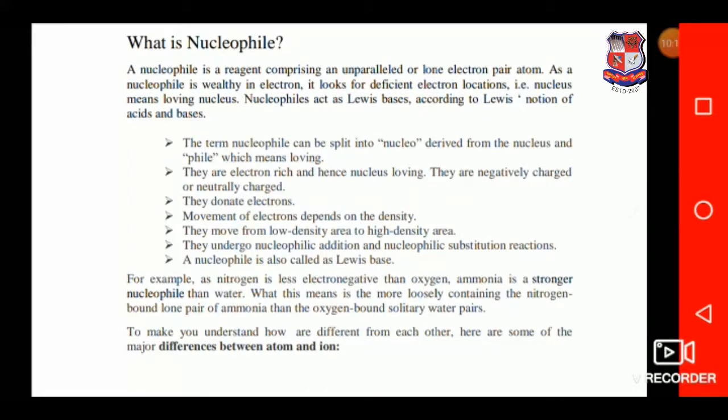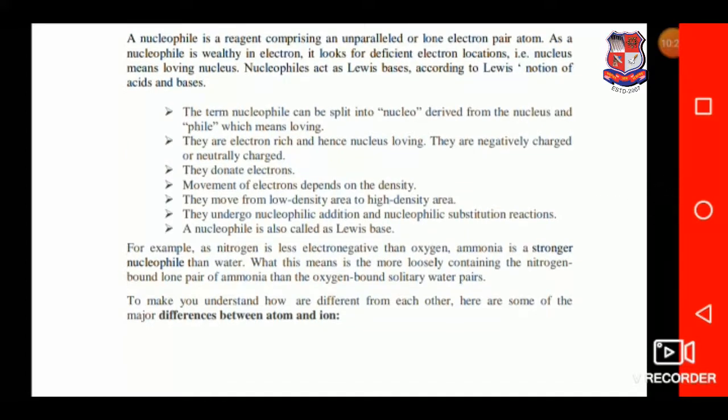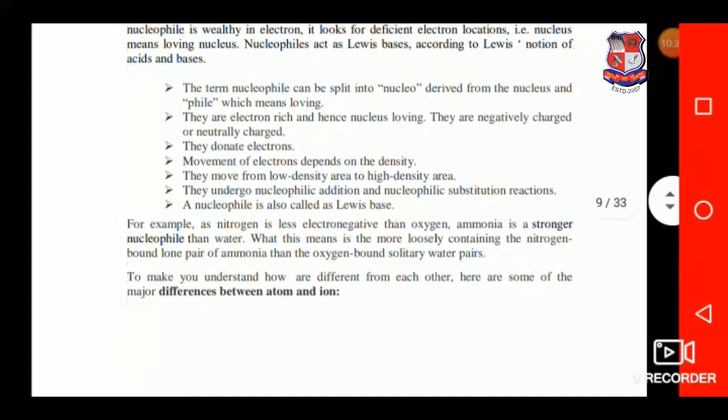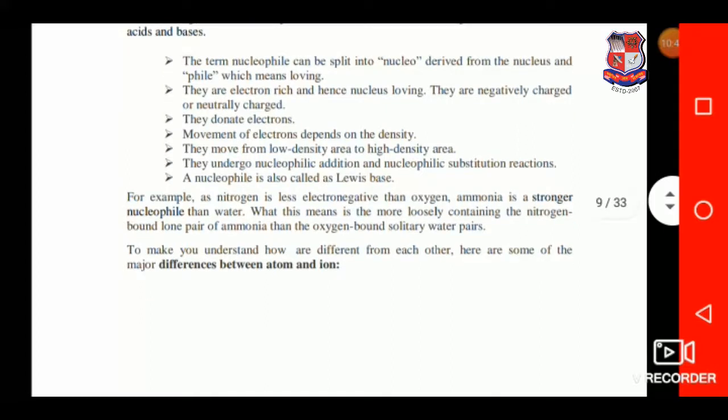The term nucleophile can be split into nucleo, derived from nucleus, and phile, which means loving. They are electron rich and hence nucleus loving. They are negatively charged or neutral. They donate electrons. Movement of electrons depends on density. They move from a low density area to a high density area. They undergo nucleophilic addition and nucleophilic substitution reactions. A nucleophile is also called a Lewis base.